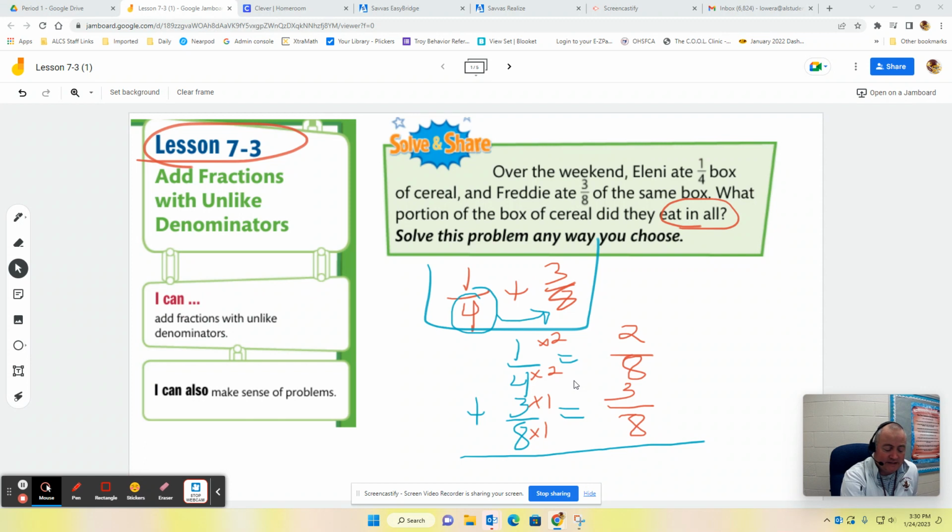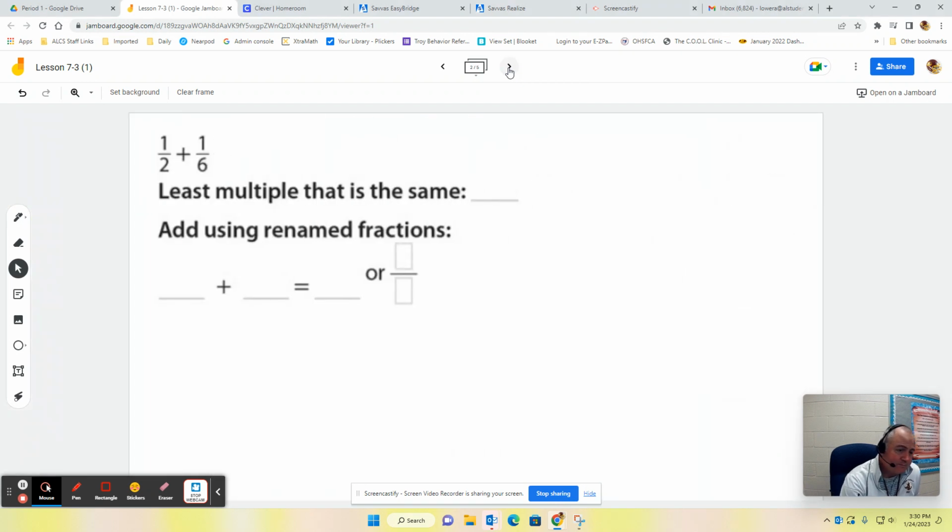Once I'm done with that, now I just add 2/8 plus 3/8 is 5/8. So that is the math for today. We're going to go ahead and do several examples and make sure we are understanding this today. So pencil paper out. Here we go.